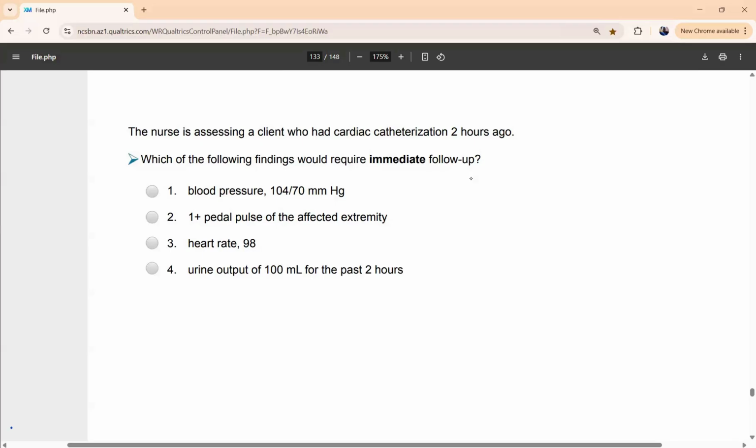Heart rate of 98, which is good. It's on the normal limit. And urine output of 100 ml for the past 2 hours. So I know 30 to 60 per hour. So in 2 hours, we need either 60 or 120. So this is right. So 3 and 4, I'll cancel that out. I'll cancel 1 and I will go with 2.